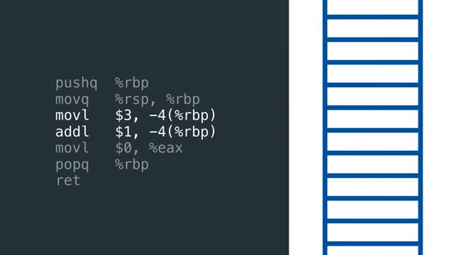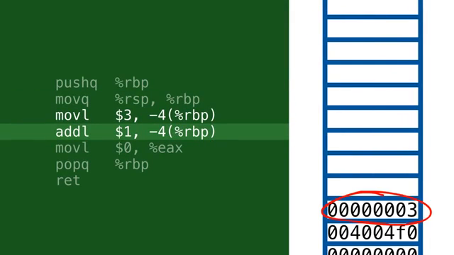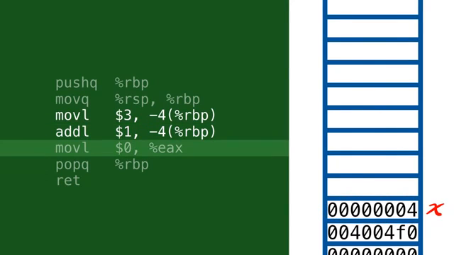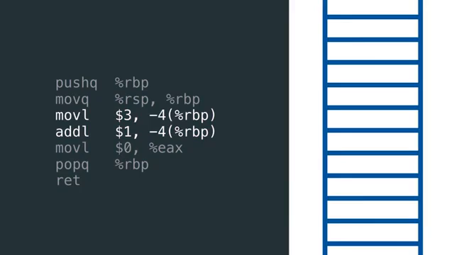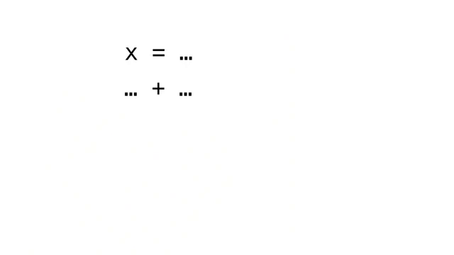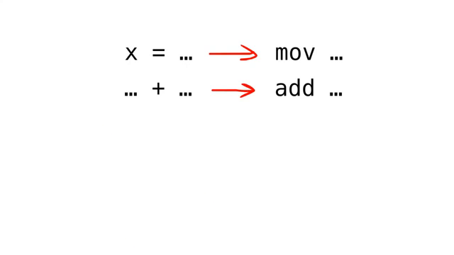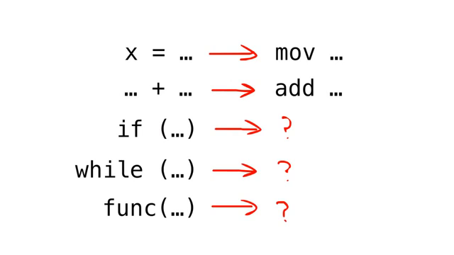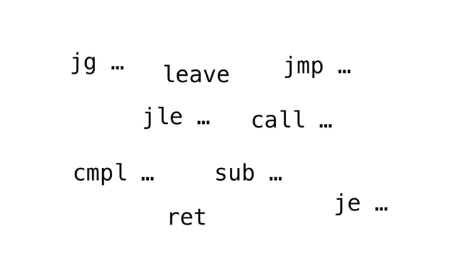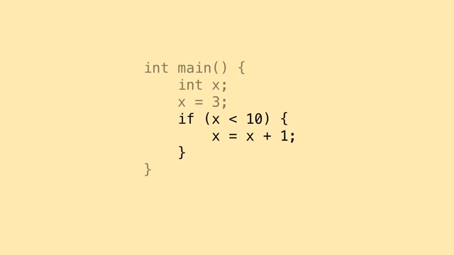Let's run it. The value 3 appears in that memory location designated for the variable x, and then the value becomes 4. Now, so far, we've seen how variable assignments and simple mathematical operations get translated. But it's not so simple for if statements, loops, and functions. There are no machine instructions that are direct equivalents. Instead, we need to emulate their behavior with instructions that do exist. Let's start with an if statement.